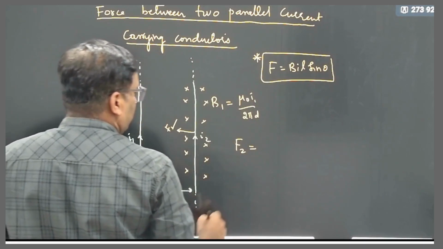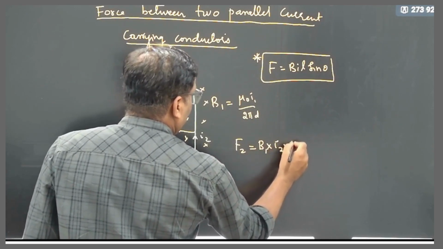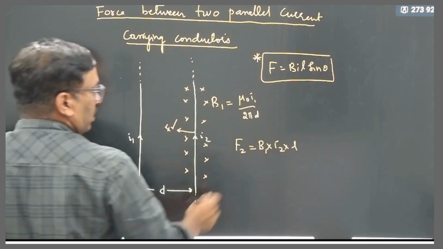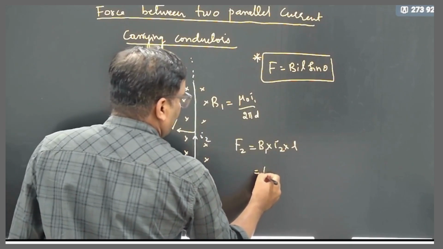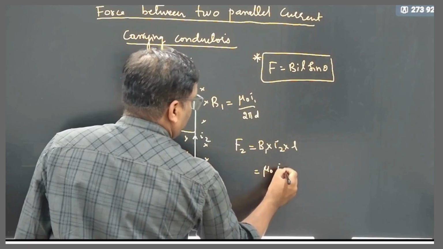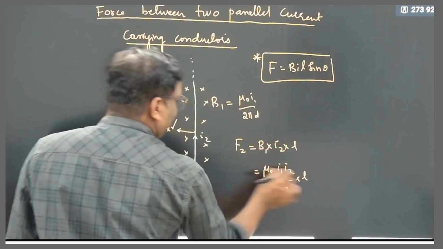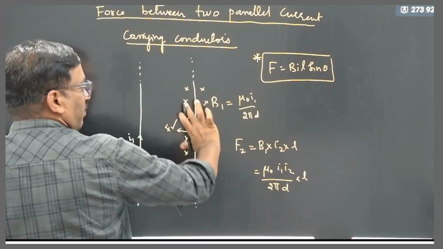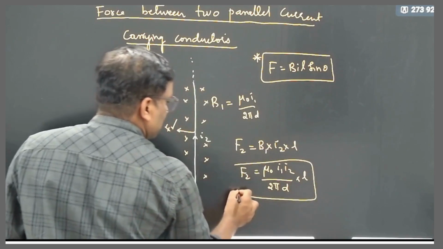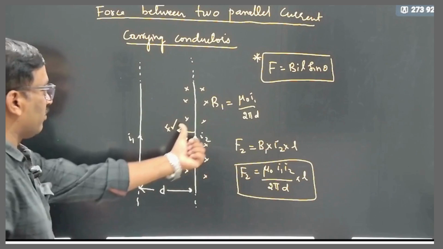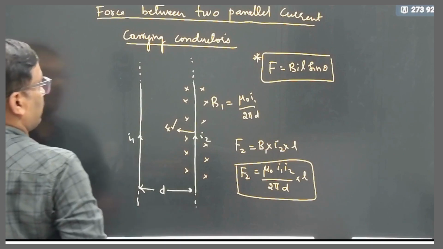So due to the first one, it will be equal to B1 into I2 into the length of some part of this. B1, because B1 is the magnetic field, and the current is I2. So substitute here, what will you get? Mu naught I1 I2 by 2 pi D into the length of the part, not the full part, just some part of the length that is going to experience a force. This is F2. So this is the force experienced by this current carrying conductor, in which direction? Toward this direction.